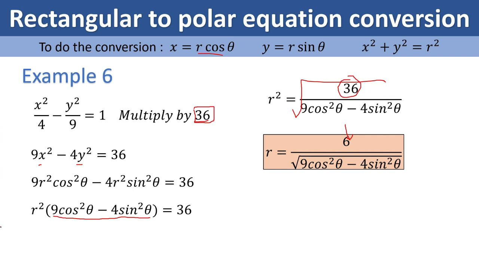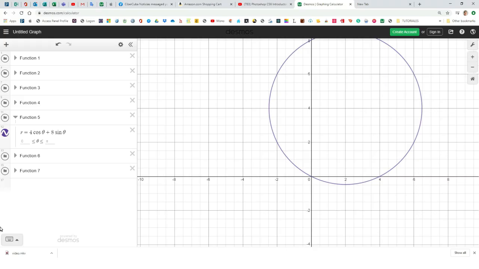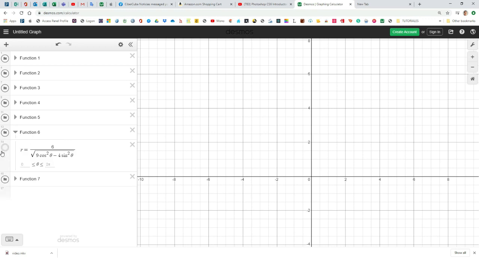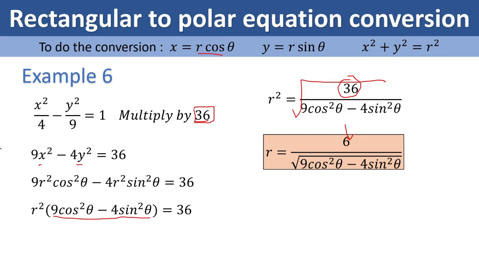And I'm going now to represent graphically this polar function. It's example number 6. This one. You see? It's the hyperbola, the same hyperbola. Okay? Now we're going to do the last example.